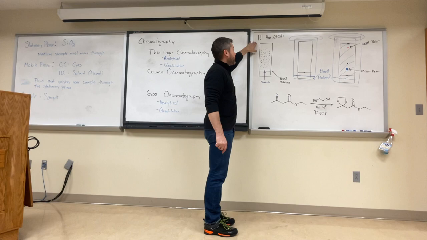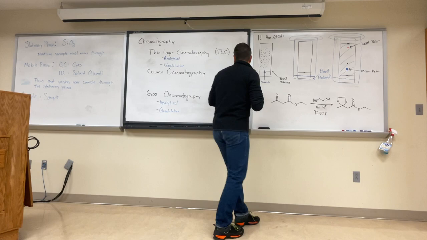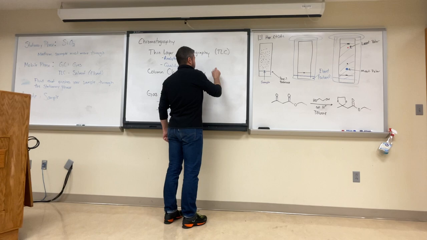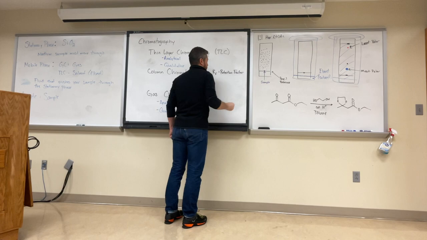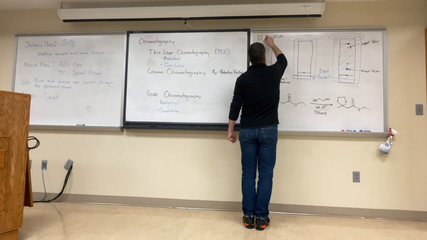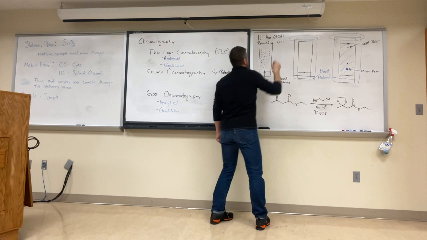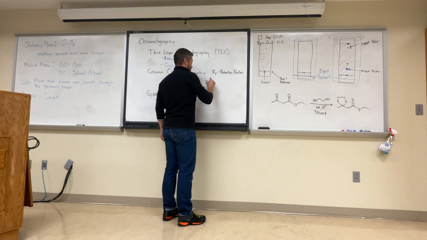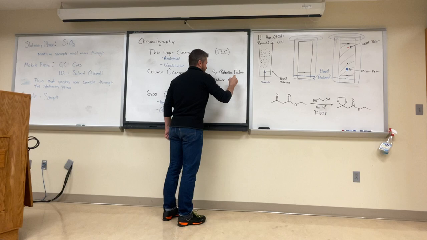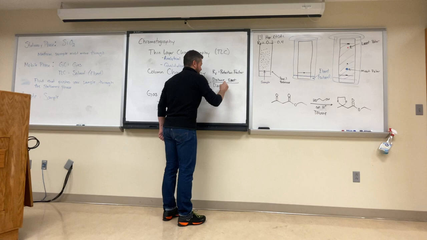Yeah, so you're going to be playing around today. You're going to start with one-to-one hexanes to ethyl acetate. And you want to find a solvent system that gives you an Rf, which stands for retention factor, of 0.2 to 0.4, all right? The retention factor is the distance that a spot moves divided by the distance that the solvent moves.